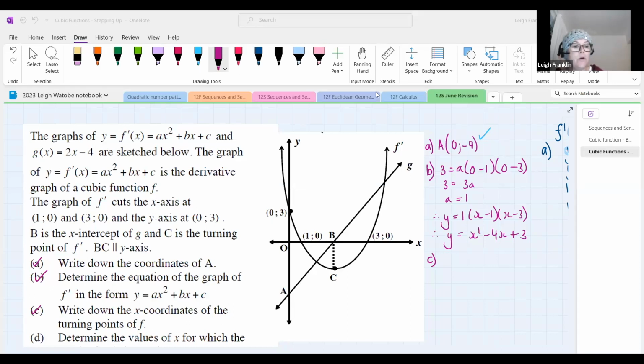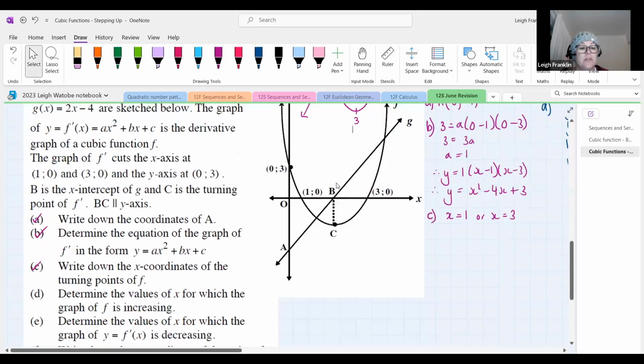That's it. Okay, so either x is equal to 1 or x is equal to 3. Remember, the original cubic function would first be concave down and then concave up. That maximum over there would be at 1. The minimum here would be at 3. Okay, good stuff. Let's have a look at the next question.